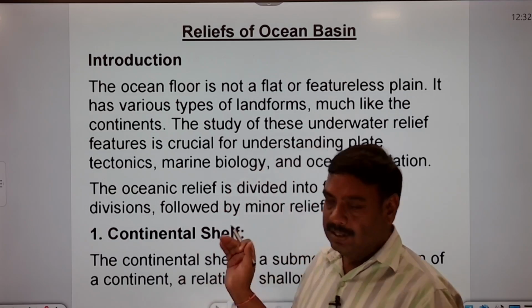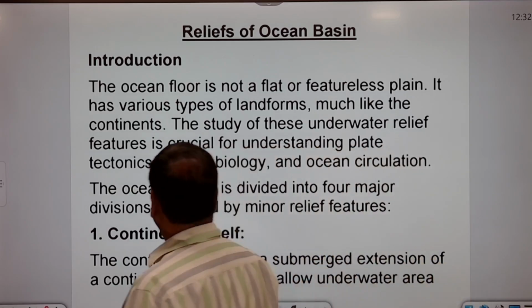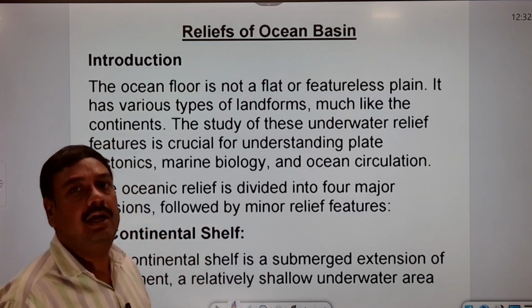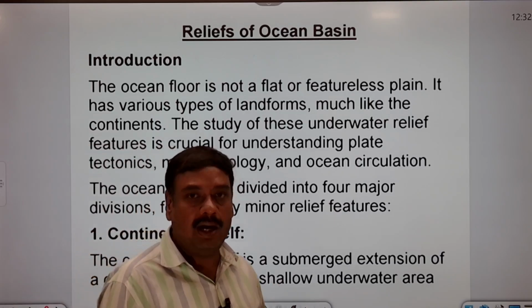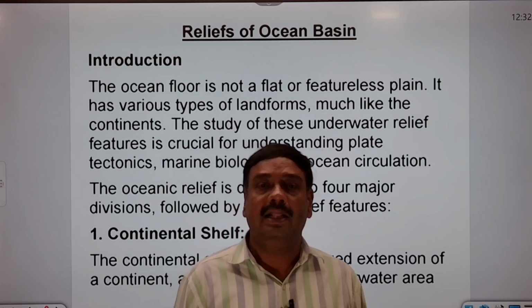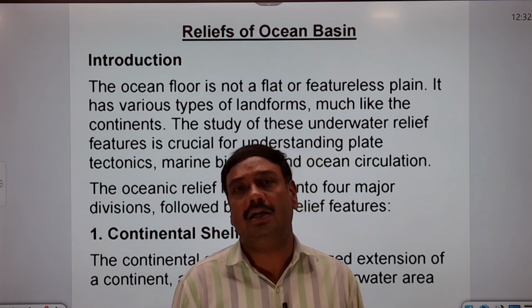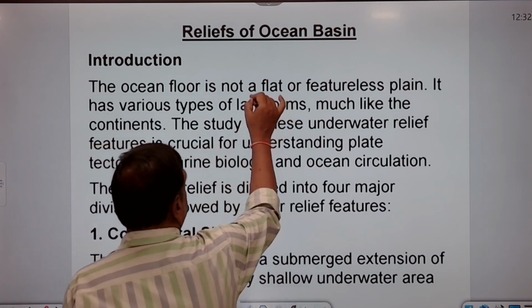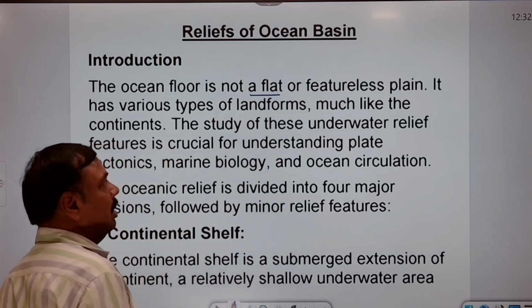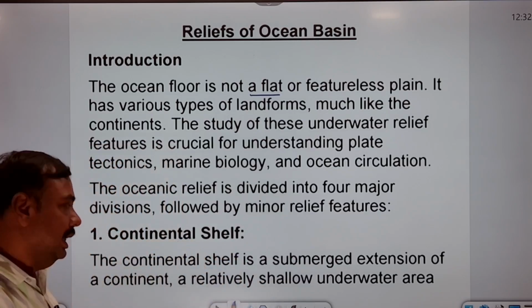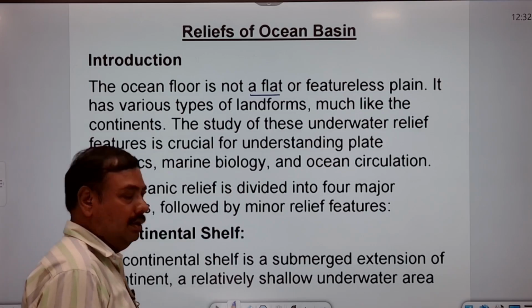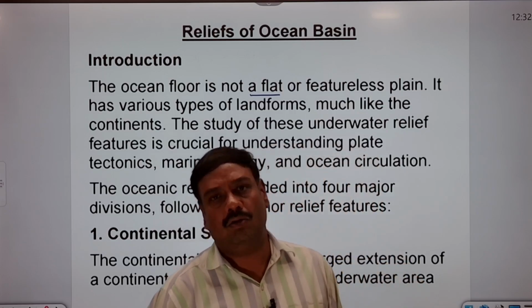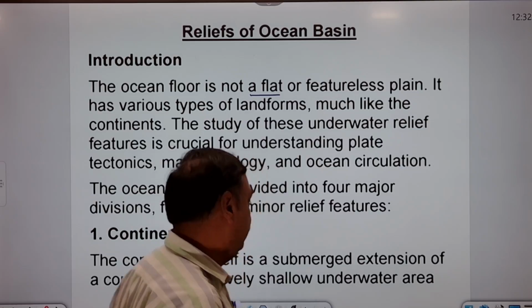Okay. So, first of all, as we have seen that the continental parts are not featureless, they have so many irregularities. Likewise, oceans are again not a flat or featureless plane, right. The ocean floor is not a flat or featureless plane. Obviously, so many relief features, so many irregularities are also found inside the ocean water. I have discussed this with you earlier, okay.